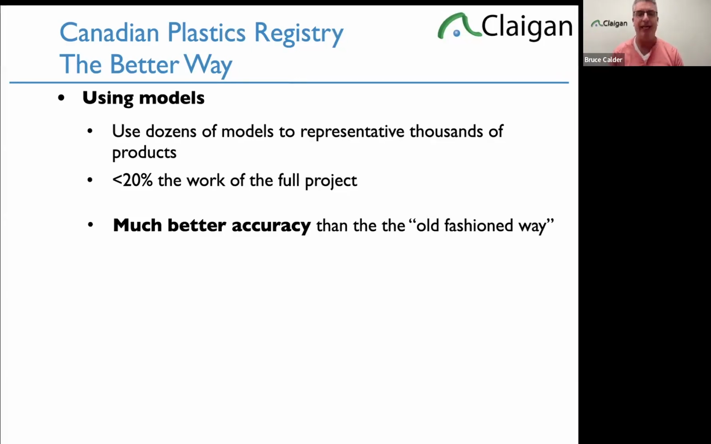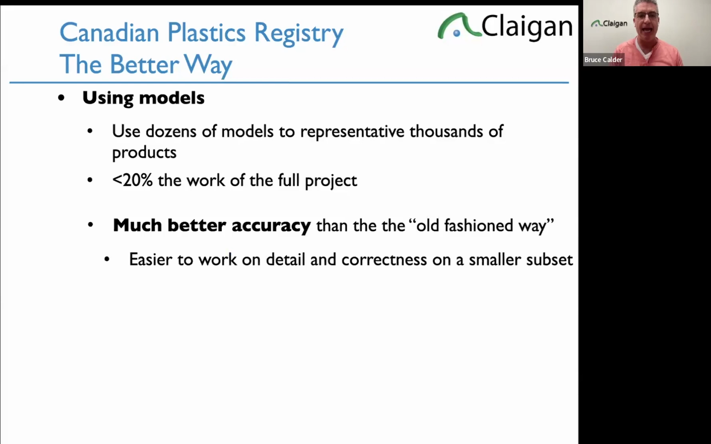When we get the data, even if it's simplified data, like the old 1, 2, 3, 4, 5, 6, 7 plastics, it's usually not right at all. And it's easier to work on detail and correctness in a smaller subset. If you try individual data sets for your 10,000 products, oh my goodness, it would drive you insane to try to fix things.